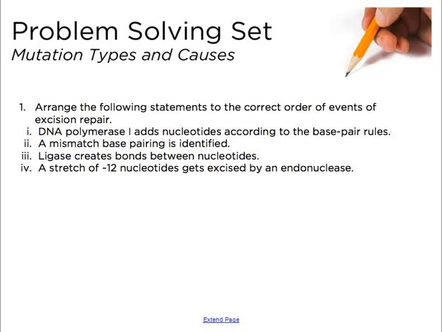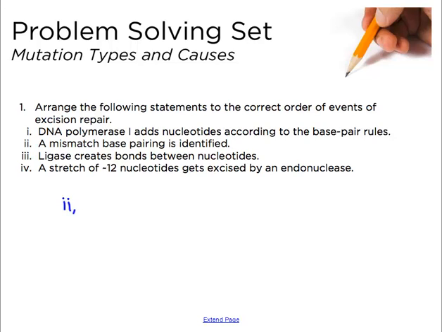So remember that excision repair is one of the DNA repair systems where a mismatched and modified base is identified and then nucleotides are taken out and correctly matched base pairs are put in. So let's run through these 4 statements. If we look through, first the mismatch has to be identified, right? So that would be 2 here. A mismatch base pairing is identified. So that's the first step.